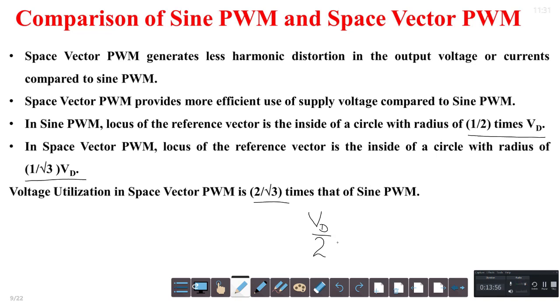In space vector PWM, the locus of the reference vector is Vd by root 3. So, effective voltage utilization in space vector PWM is 2 by root 3 times that of sine PWM, which is greater than 1. So, voltage is more effectively utilized. Let us understand how it happens.